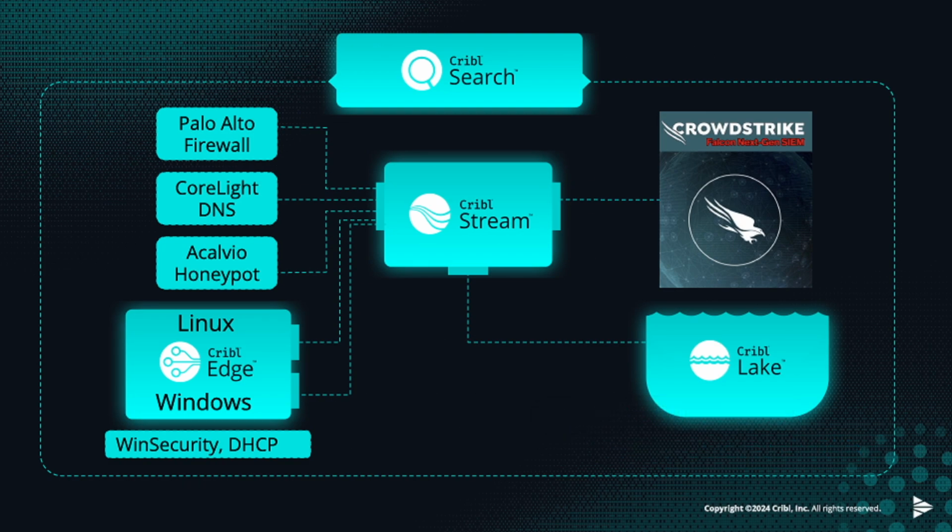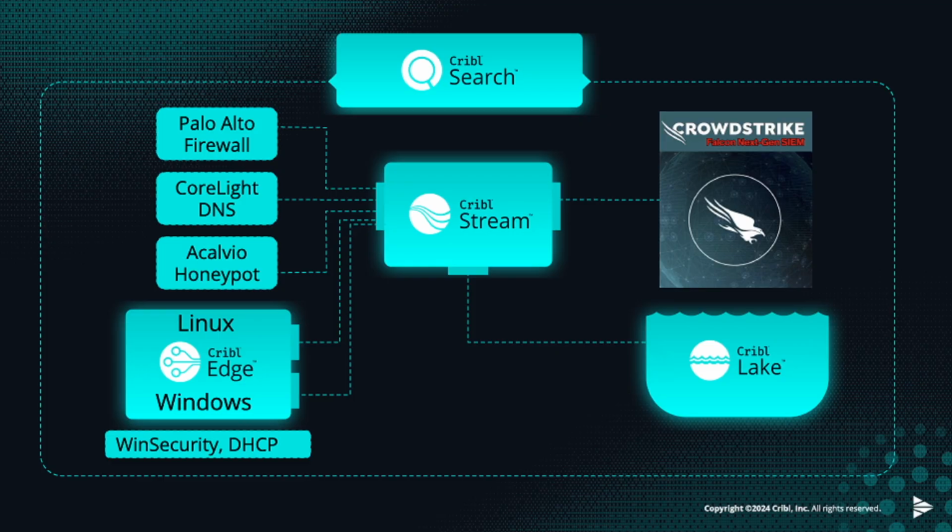We're going to go through this lab where we have various components, all of the pieces of the Cribl portfolio, along with NG SIEM. We're going to have typical security use cases here, including data from Palo Alto firewalls, Corelight to look at the network traffic, Calvio as a honeypot. We even have Cribl Edge agents on Linux and Windows to capture logs from that end.